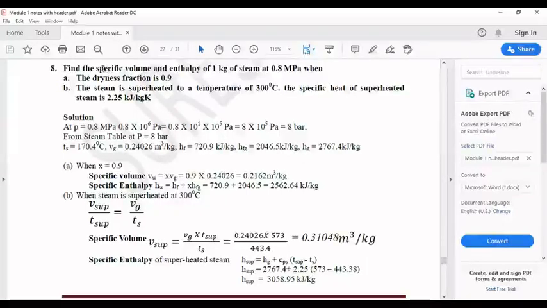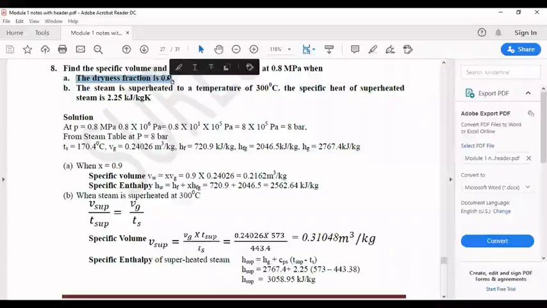Since they ask for specific volume also, you take the Vg value in the steam table, which is also available in the steam table. So since they asked for this, I'm taking this value also along with these values. These values you commonly take. Now I have taken this extra because they asked for specific volume also. So now let me take the first question.